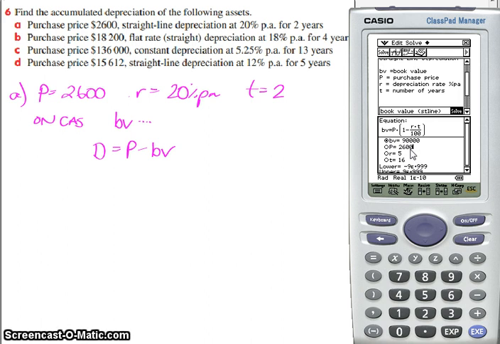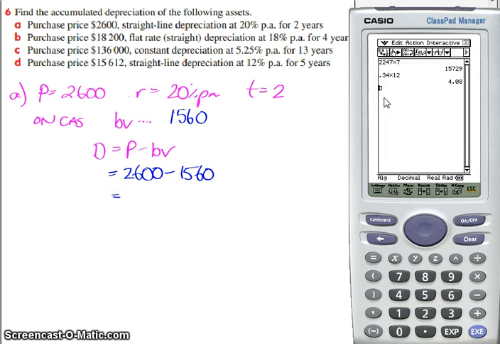So my purchase price is $2,600. It's 20% per annum after 2 years. Solve that. Tells me that my book value is $1,560. So it started at $2,600, now $1,560. So my depreciation, how much have I lost so far? I'll just flip back to the main screen. Do that calculation. It's 1,040. So I've lost $1,040 so far on part A.